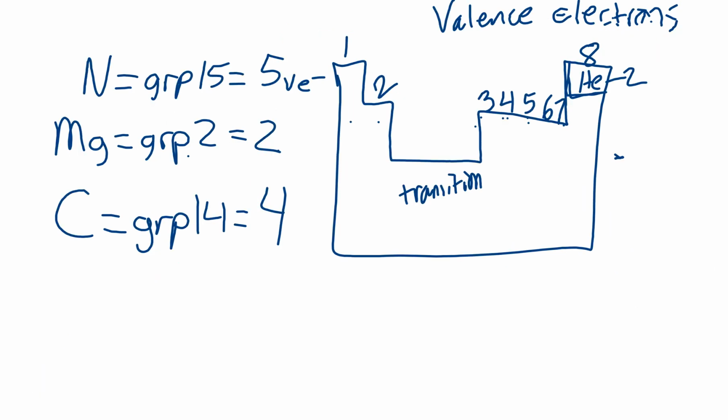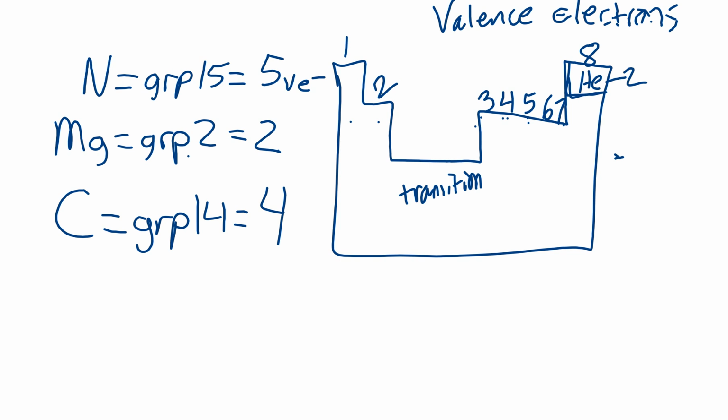All right, here remember that the group tells you the number of valence electrons. So everything in group 1 has 1 valence electron. Everything in group 2 has 2. Everything in group 13 has 3. Everything in group 14 has 4. Everything in group 15 has 5. Everything in group 16 has 6. And everything in group 17 has 7. Okay? Everything in group 18 has 8, except helium. It only has 2 electrons, but it's still a noble gas, so we let it hang out there.